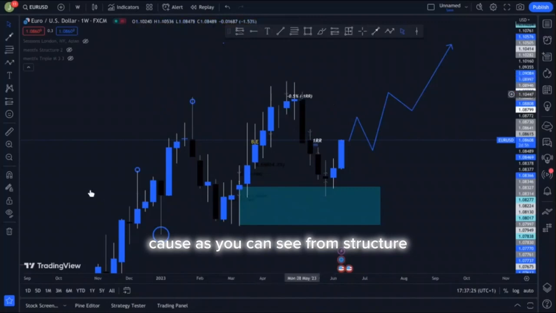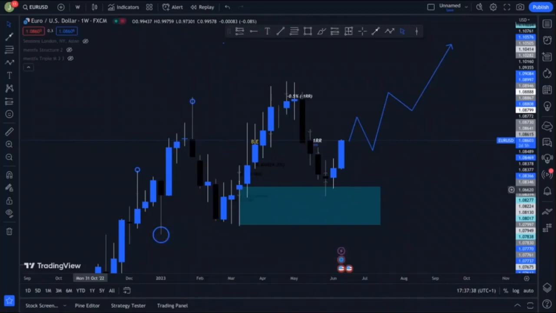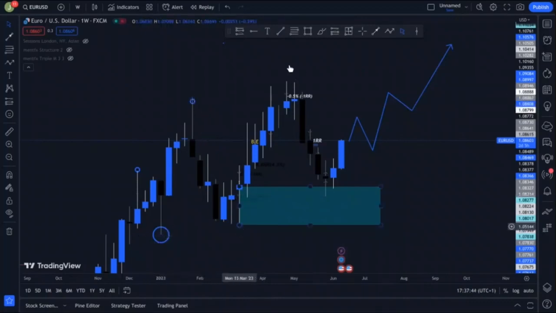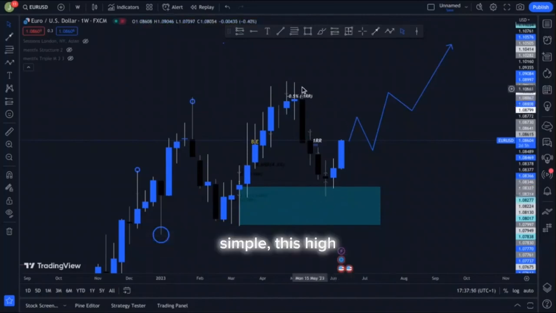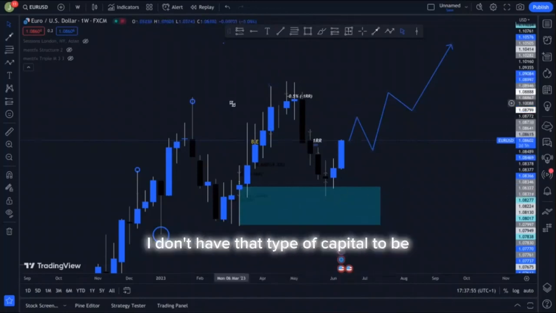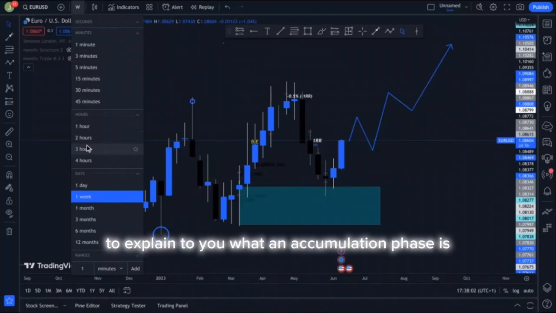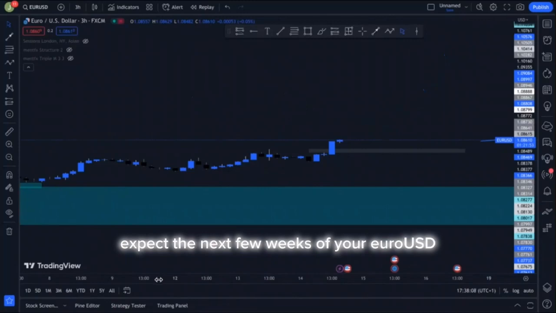Because as you can see from structure, EUR/USD is very, very bullish on the weekly time frame, and I like to say the weekly time frame determines what happens on the lower time frames. It's not the other way around. That's where most people get it wrong. And from structure, we see this low created, this high, this low, this high. Assuming this is the low, what are we going to take out next? Simple, this high. And I'm not going to go swinging on the weekly time frame taking trades. I don't have that type of capital to be swing trading. So what I'll do is I'll go down to the 3 hours to explain to you what an accumulation phase is and how to expect the next few weeks of EUR/USD.